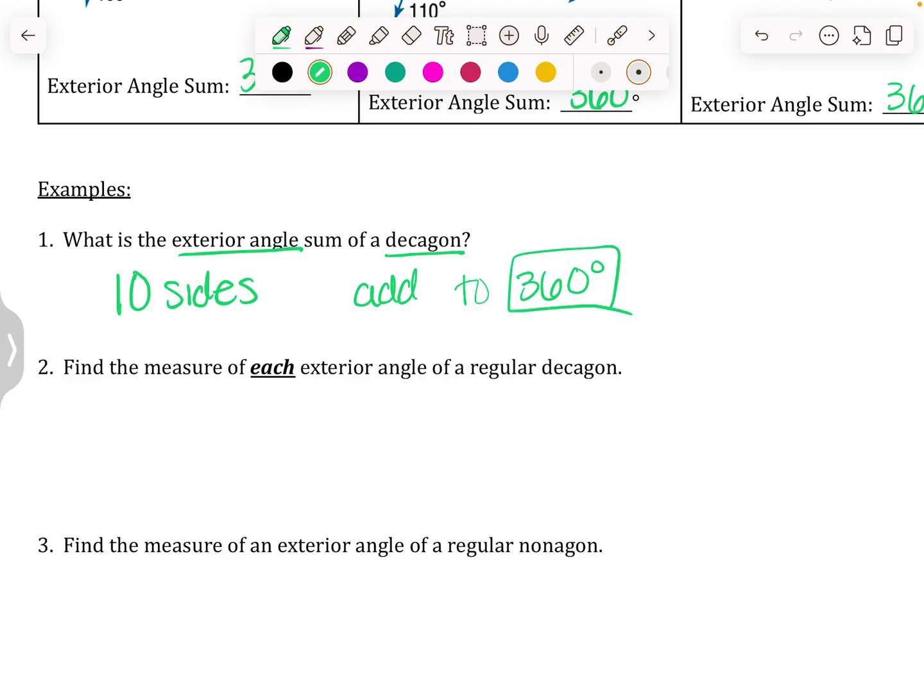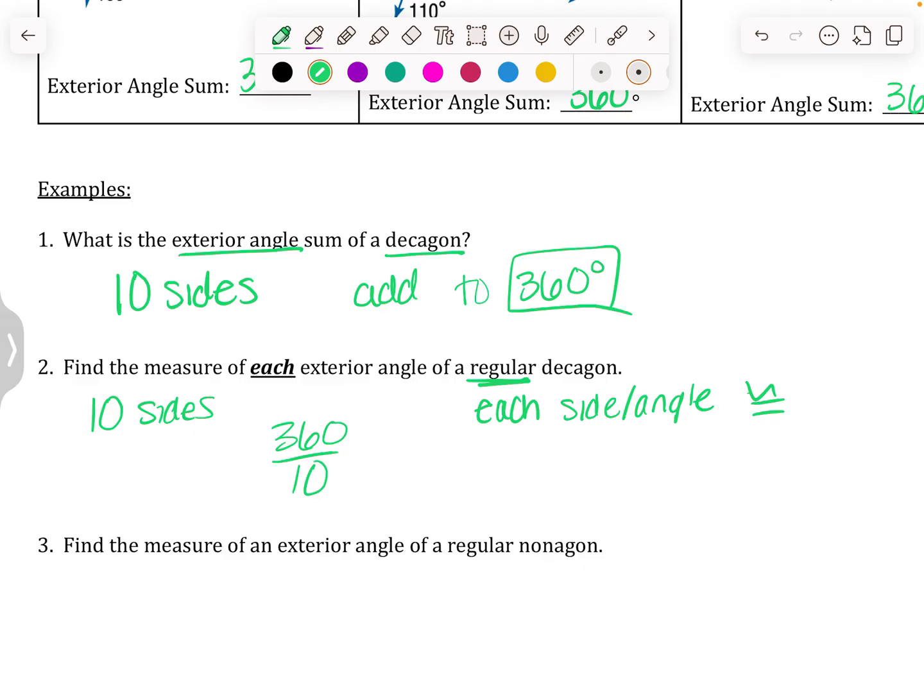Find the measure of each exterior angle of a regular decagon. So remember, the word regular means that each side and angle are congruent, or equal. And so if we know that it's a regular decagon, that means that each of the outside angles are going to be the same too. The decagon has 10 sides, so you're going to do 360 divided by 10, which leaves you with 36 degrees for each one.